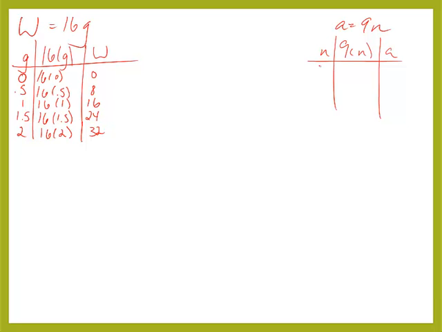So let's say 0, 1, 2, 3, 4 as the input. So go ahead and plug those in. 9 times 0, 0. 9 times 1, 9. 9 times 2, 18. 9 times 3, 27. And 9 times 4 is 36. So now we can go ahead and graph these.